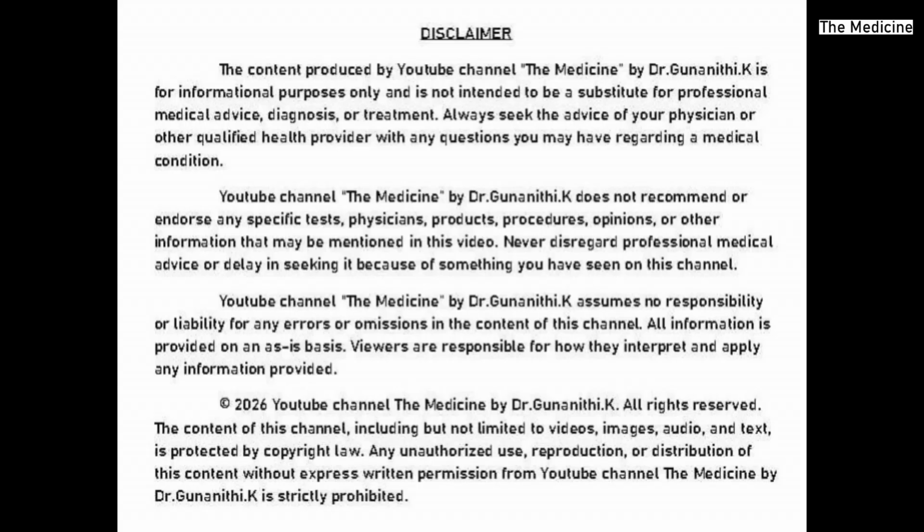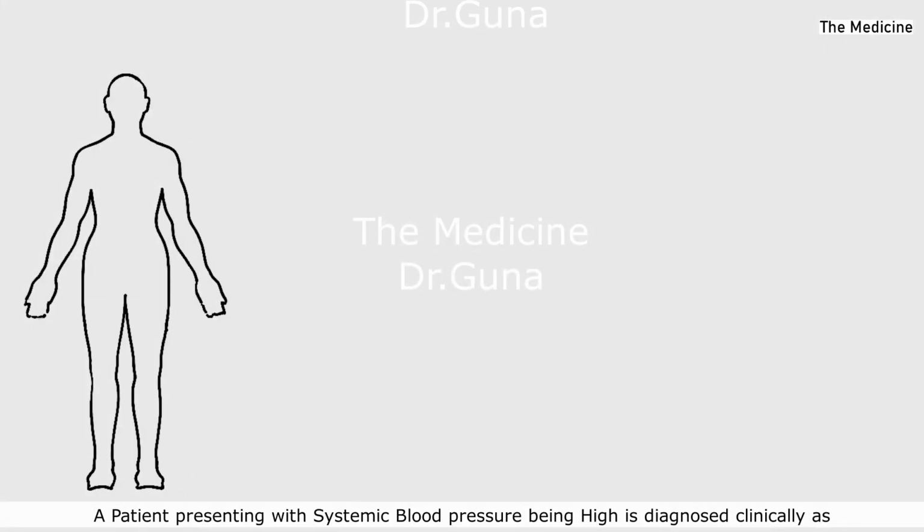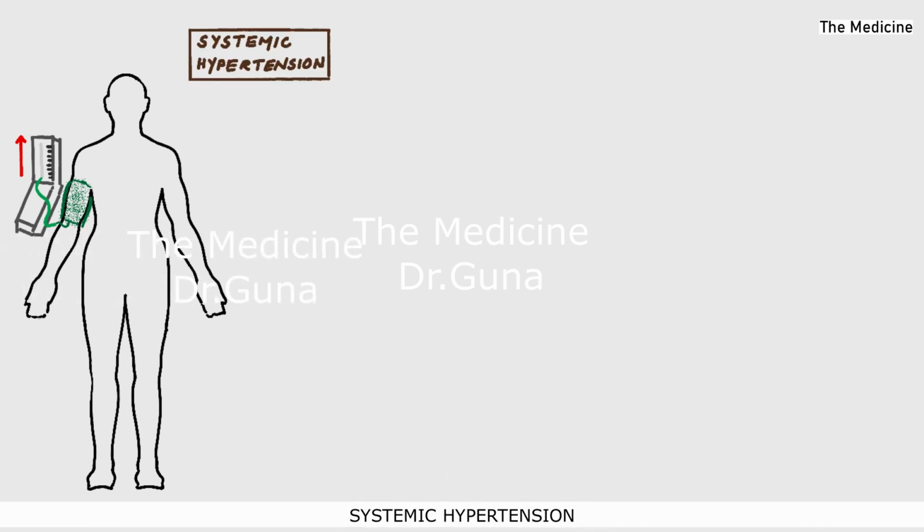Topic: Arteriolosclerosis. Time for disclaimer. A patient presenting with systemic blood pressure being high is diagnosed clinically as systemic hypertension.